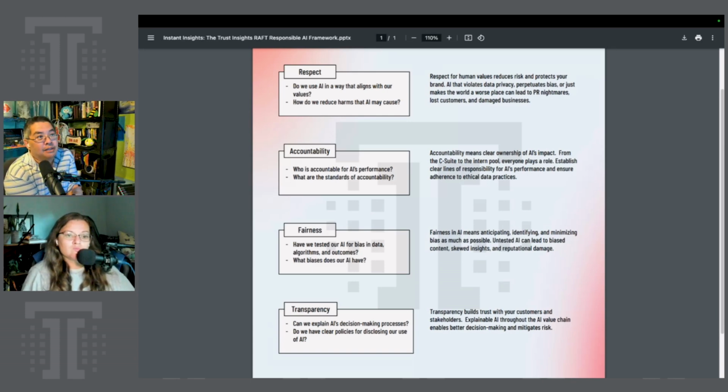I guess it would depend on that first bullet point. Do we use AI in a way that aligns with our values? If your values are, I want to make money at all costs, then you are aligned. Your values are aligned with that mission. If you say that your values are to better humanity, then you're kind of out of alignment there. So from an implementation of responsible AI, you're out of joint. You're saying one thing and doing something completely different.